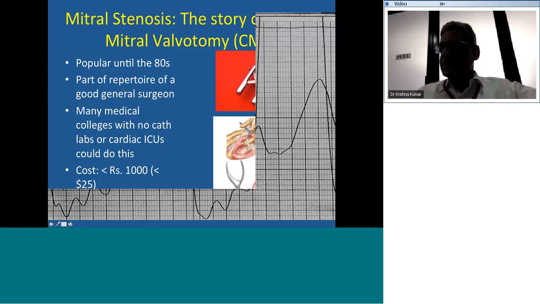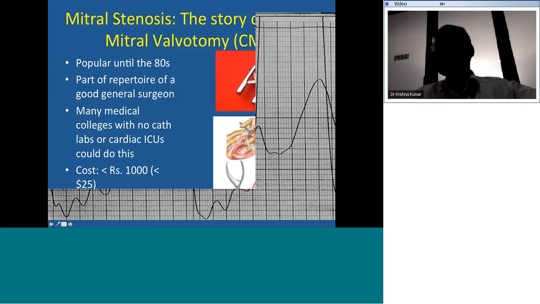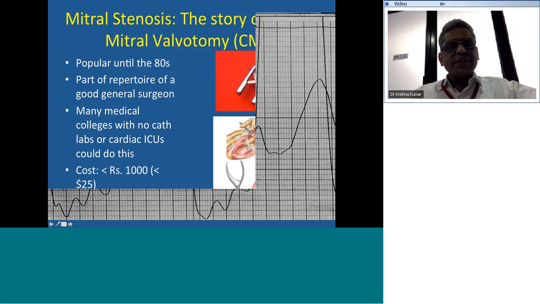This needed technique, this needed finesse, this needed judgment, but it could be learnt, and it used to cost less than 1,000 rupees. It used to be free in my hospital medical college, but it costs very little because you can use the Tubbs dilator several times. Patient is not on bypass, it's a thoracotomy.